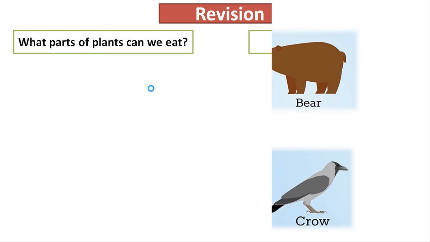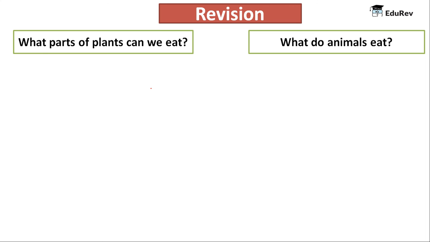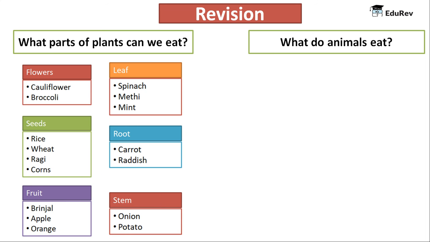Okay children? So let us revise what we learnt in this video. We learnt what parts of plants can we eat. Here are some examples and the parts of plants that we eat as vegetables. Flowers. The flowers part of a plant. The examples of flowers are cauliflower, broccoli. We cook them as vegetables.